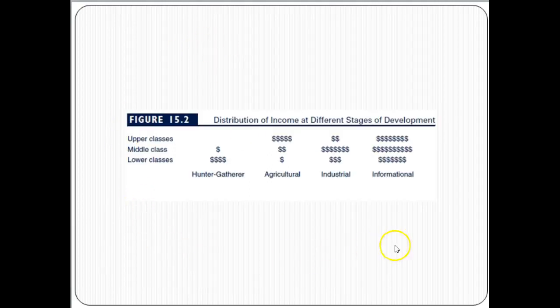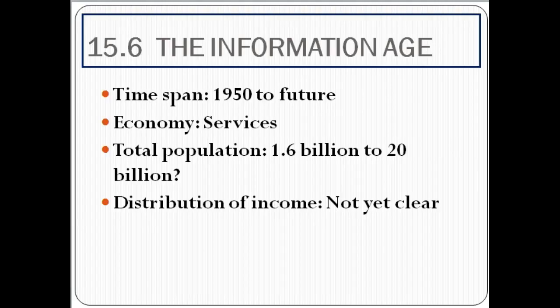And when we look at the distribution of income during this period, or during the different periods, and we'll talk about all of them later, the hunter-gatherer mostly was lower class because there wasn't much of an economy. Agricultural, we talked about, was very top-heavy. Now the industrial, that's when you had a lot of the rises in the unions, and so the middle class became much better off. And we'll talk about the information next, which was a little more even.